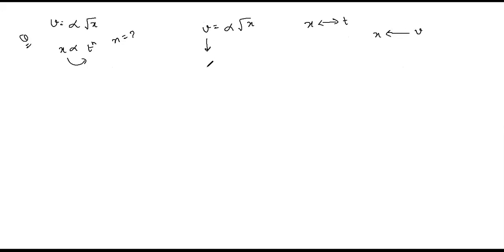What is the formula for velocity? dx by dt is equal to... Absolutely correct. So you have dx upon root of x, and this is equal to alpha dt. Correct, Monica? Right. Now let us integrate on both sides.